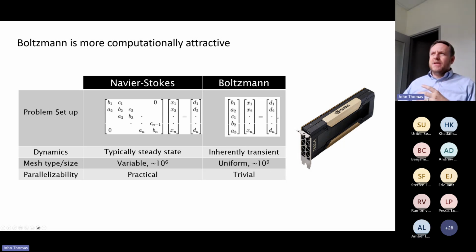Boltzmann makes sense, but it makes a lot of sense when your GPU is available to you. It makes tons of sense on CPUs, but it's a no-brainer on GPUs. Specifically because it's trivially parallelizable and because it's compute dense. It doesn't have these long tridiagonal matrices we're trying to relax. We're just essentially doing matrix multiplication at each lattice point.